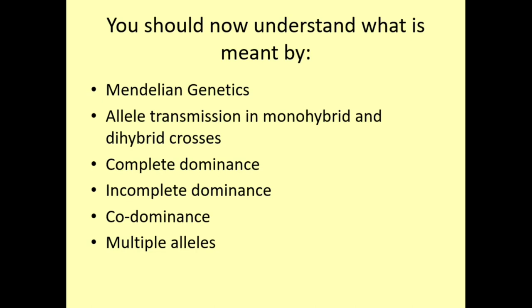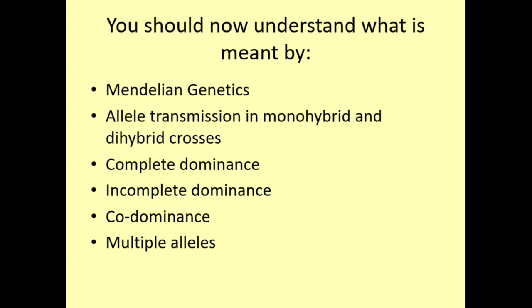So that brings us to the end of this session then, where we've covered quite a bit, but hopefully it was okay. We've had a look at a bit of background on basic Mendelian genetics. So we've looked at his two laws, the law of segregation and then the law of independent assortment. We've talked about allele transmission in monohybrid and dihybrid crosses. And then we've talked about the different types of dominance. So complete dominance, incomplete dominance, co-dominance. And then we've also talked about the fact that there are instances of multiple alleles. So we have multiple alleles that exist within a population.